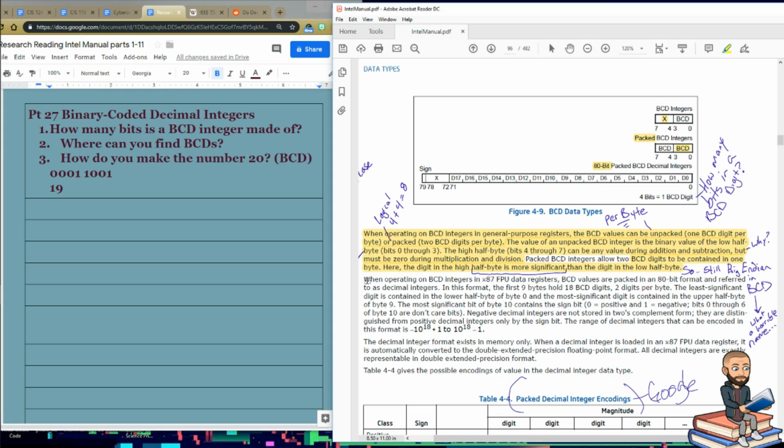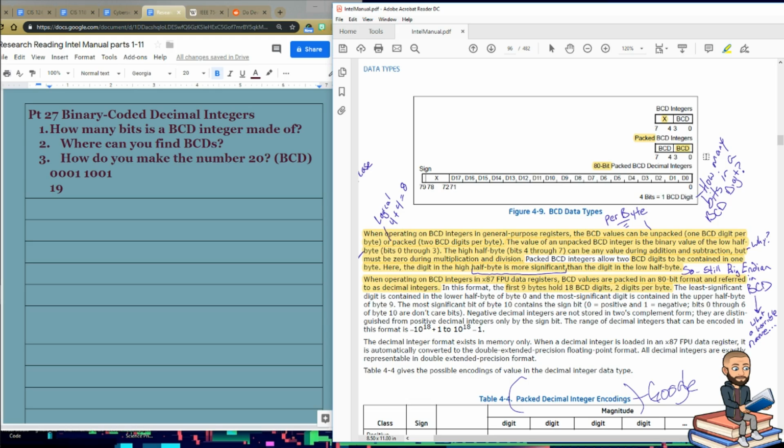Alright, so when operating on BCD integers in x87 FPU data registers, BCD values are packed in an 80-bit format and referred to as decimal integers. Wow, so when you're working with the floating point processing unit, you're using the whole 80 bits right there. In this format, the first 9 bytes hold 18 BCD digits, 2 digits per byte.